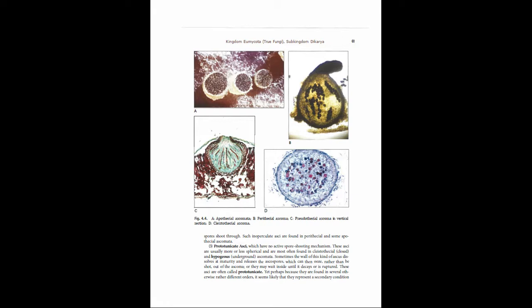3. Prototunicate asci, which have no active spore-shooting mechanism. These asci are usually more or less spherical and are most often found in cleistothecial, closed, and hypogeous, underground, ascomata. Sometimes the wall of this kind of ascus dissolves at maturity and releases the ascospores, which can then ooze, rather than be shot, out of the ascoma, or they may wait inside until it decays or is ruptured. These asci are often called prototunicate.